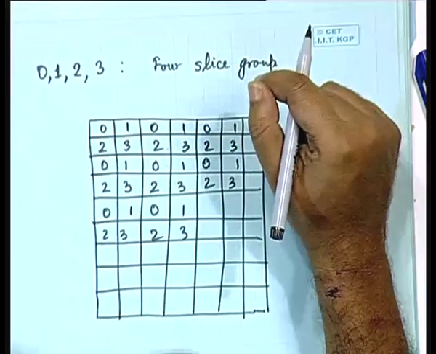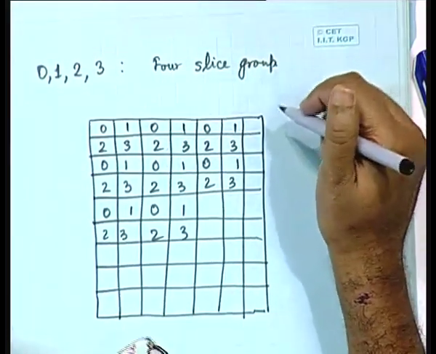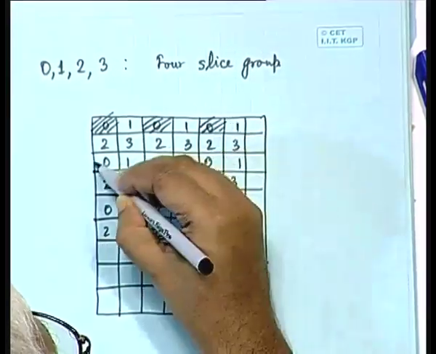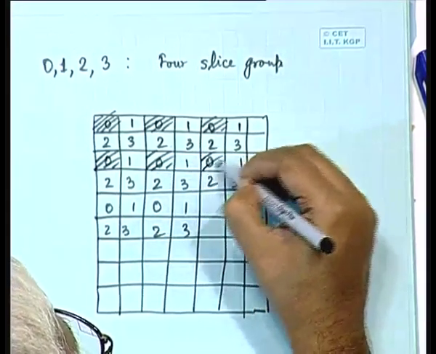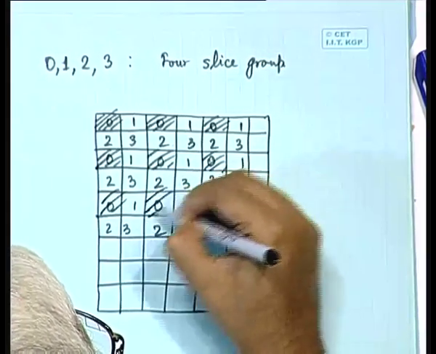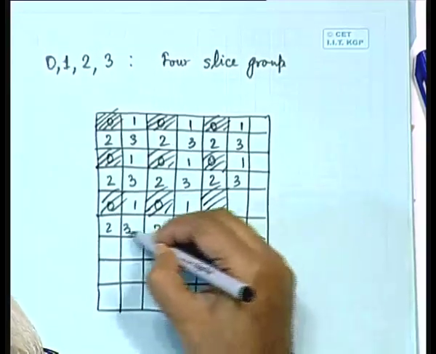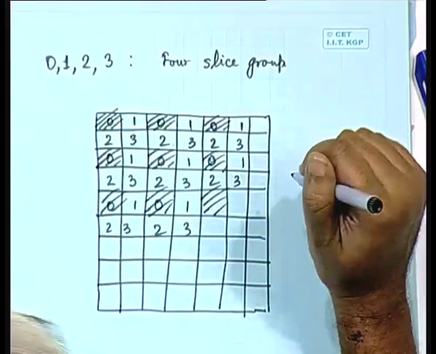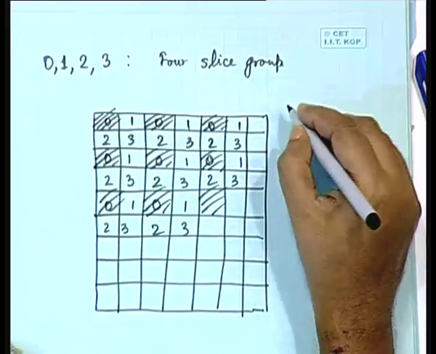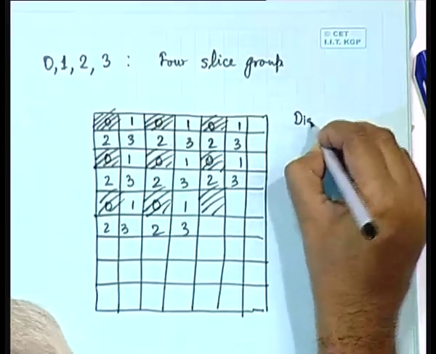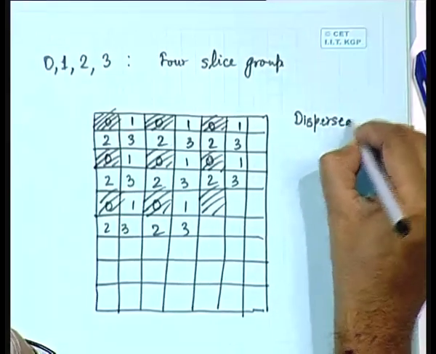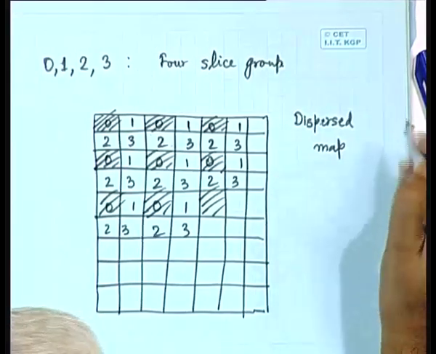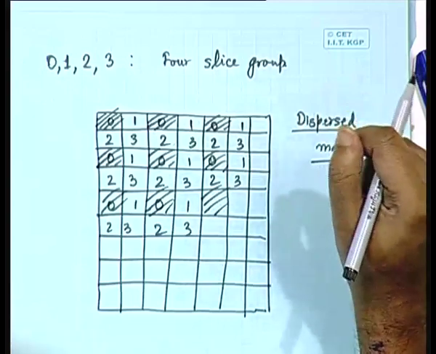Now, when I talk about slice group number 0, what am I referring to? I refer to this slice, this slice, this slice. All those which are labeled as zeros will be picked up. If I refer to 1, then all those which are labeled as 1 will be picked up. So, this is what is called the dispersed map of slice groups. The earlier example was an interleaved map of slice groups, and this is a dispersed map of slice groups.